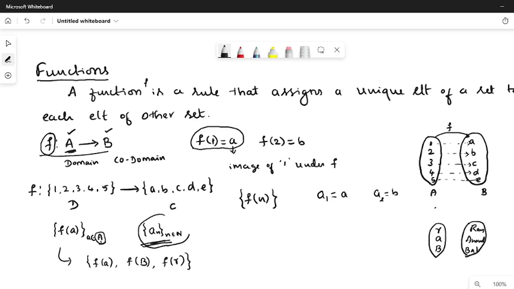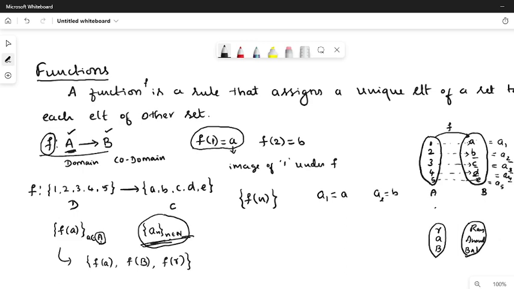The second way of notation can be used, as I said already, if the domain is the set of natural numbers. For example, here I can write a1 equal to a, a2 equal to b, a3 equal to c, a4 equal to d, and a5 equal to e. So this says 1 is mapped onto a, 2 onto b, 3 onto c, 4 onto d, and 5 onto e. There are various notations to express the given function. You can use the convenient one.